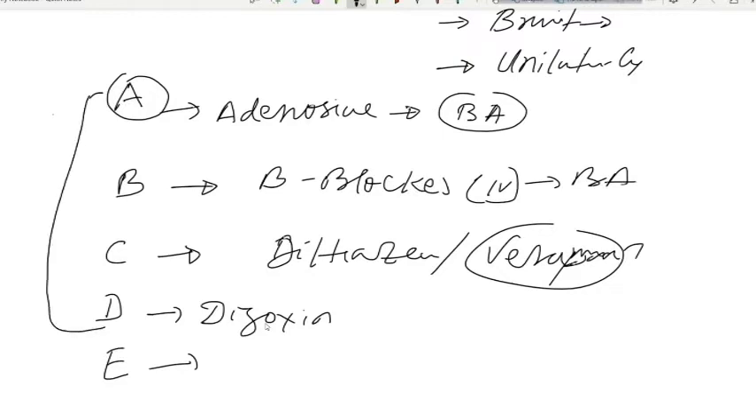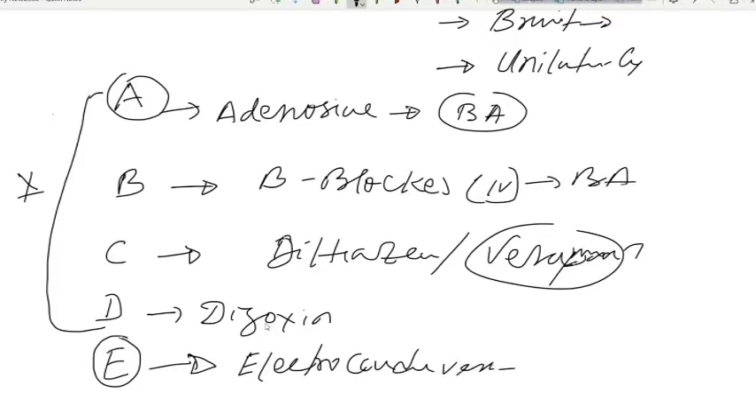And if these A, B, C, D fail to terminate SVT, then the final procedure. Actually, this E is not a drug, it is a procedure, that is electrocardioversion. In another word, it is called DC cardioversion. And this DC cardioversion is, of course, synchronized. DC cardioversion is two types, synchronized and unsynchronized. Synchronized DC cardioversion is used in SVT management and VT patient. But mind it, unsynchronized DC cardioversion is used in VT with cardiac arrest.